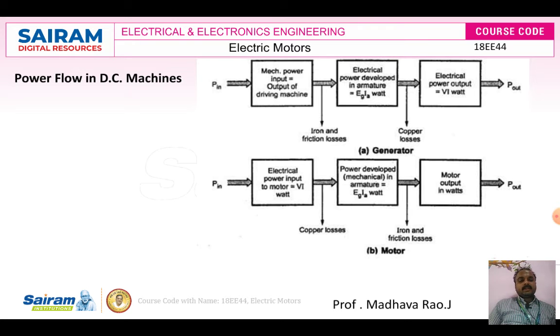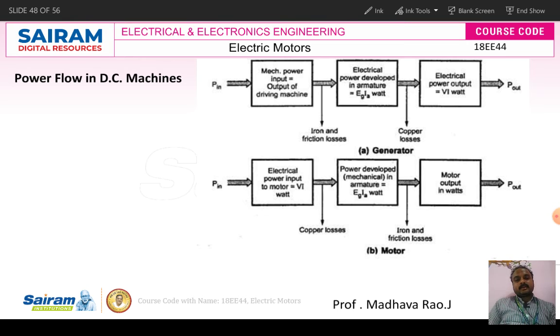Similarly, if you consider the motor, the motor requires electrical supply, electrical input, which will be converted into mechanical output. Here the electrical input is VI, what we are generating. You can see in this figure, what we are getting from the generator output is VI, and that we are giving as input to the DC motor. So electrical power input to the motor is equal to VI.